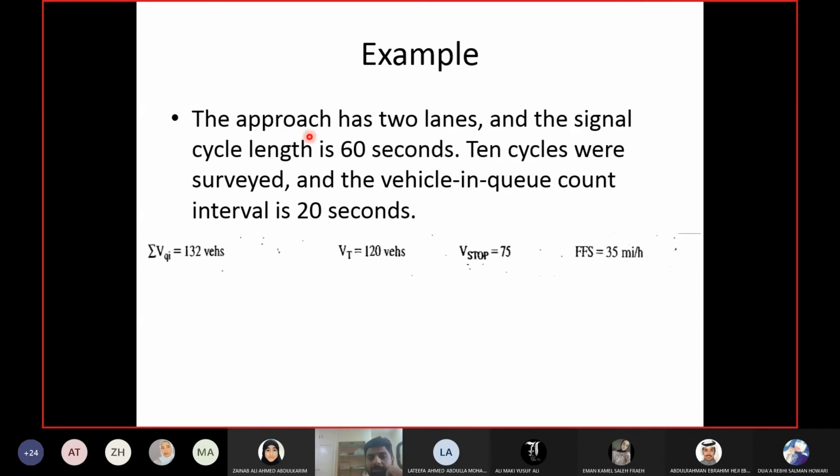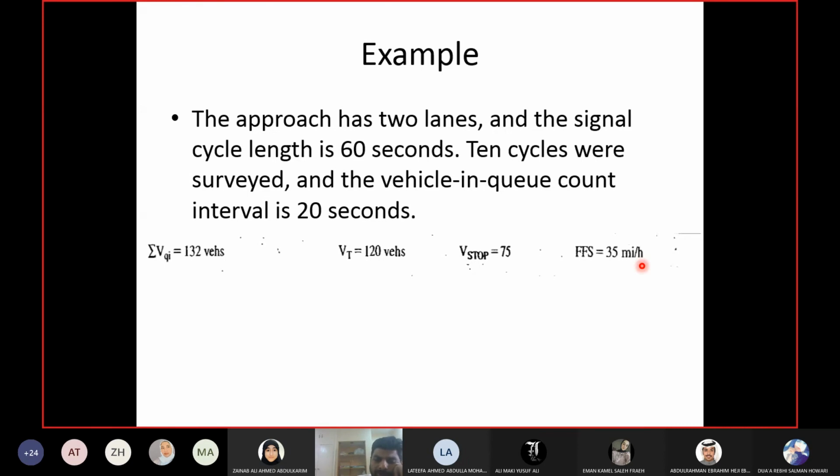Now, these readings were taken on a signal approach, or side of the signal, which has 2 lanes. Cycle length is 60, and the observation continued for 10 cycles. The interval is 20 seconds. These things are written in the previous slide as well. You can see it in the table as well. VIQ 132, vehicles arrived 120, vehicles stopped 75, free flow speed 35. We have to find out the total control delay for this approach, for this site.